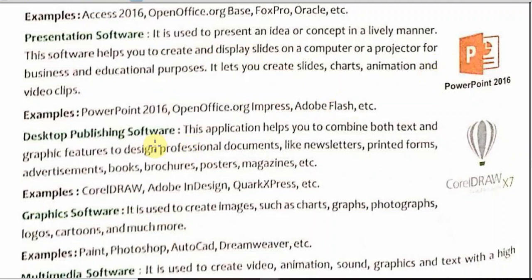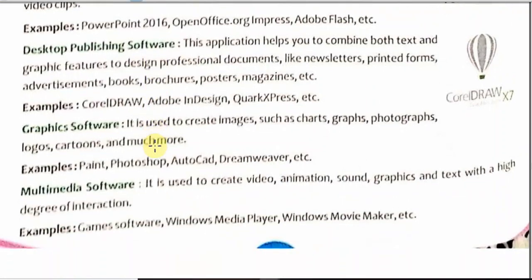Next is DTP software, that is desktop publishing software. This application helps you to combine both text and graphic features to design professional looking documents like newsletters, printed forms, advertisements, brochures, books, posters, etc. CorelDRAW, Adobe InDesign and QuarkXPress are some DTP software.